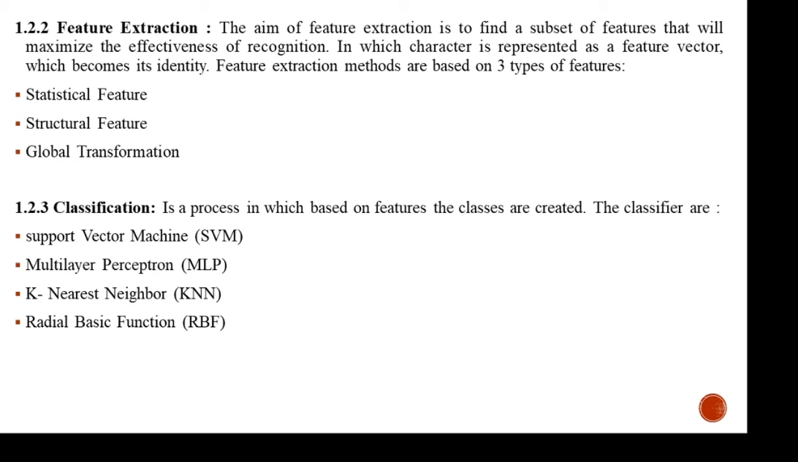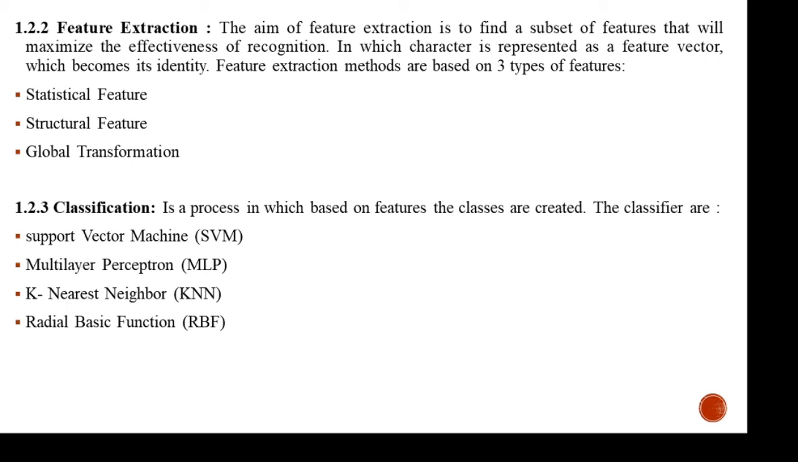Statistical features. Examples of statistical features are mean, mode, median, maximum, minimum, and aspect ratio. Whereas structural features are, if we consider the example of capital A, how many horizontal lines there are, how many vertical lines there are, and how many loops there are. And the third category is global transformation.